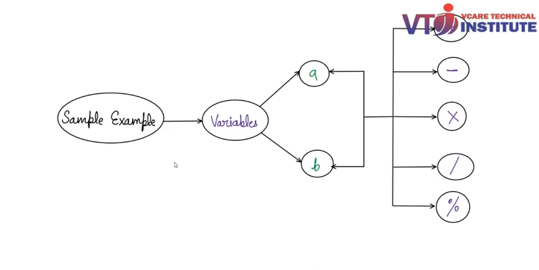So here is our sample example, in which there are variables a and b, and we are performing operations, all of these like plus, minus, multiply, divide, and of course the percentage modulus, and we see the application of these arithmetic operations. So let's go to our compiler. Here we write what we are doing in comments: working of arithmetic operators.